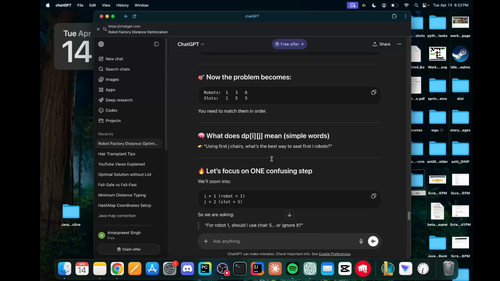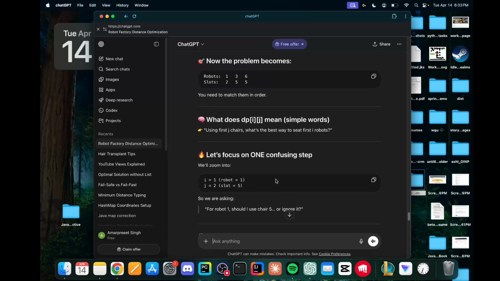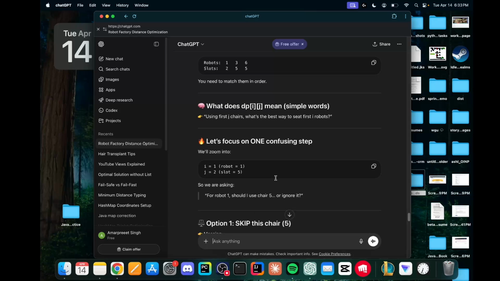You need to match them in order. So what does dp[i][j] even mean? It means the minimum distance using the first chairs. What's the best one? Zooming into i equals 1, robot 1. We are asking for robot 1, slot equals. So we are asking for robot 1, should I use chair number 5 or ignore it?